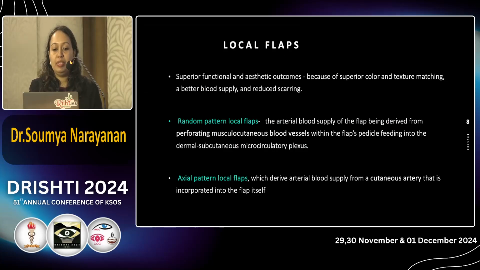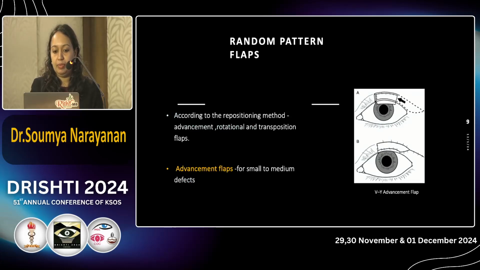Local flaps are superior to skin graft because of the functional and aesthetic outcome, because they have superior color and texture matching, better blood supply and reduced scarring. We can use random pattern local flaps, which derive their blood supply from perforating mucocutaneous blood vessels, or axial pattern local flaps, which derive blood supply from a cutaneous artery. Depending on the repositioning method, we can use advancement, rotation or transposition flaps.